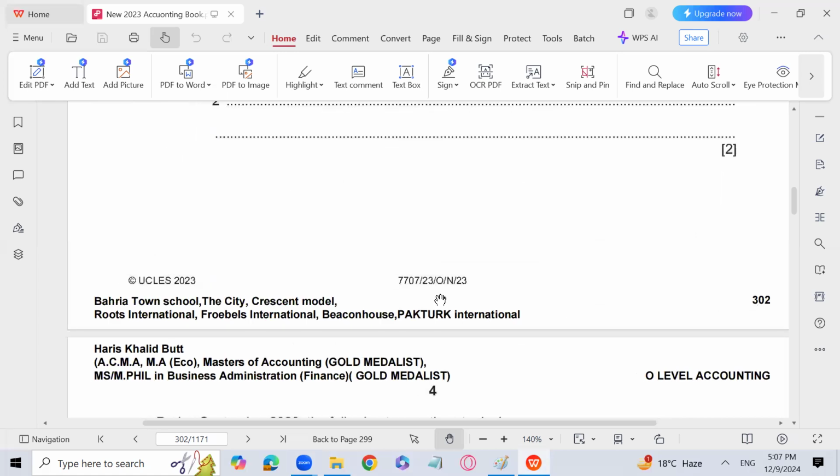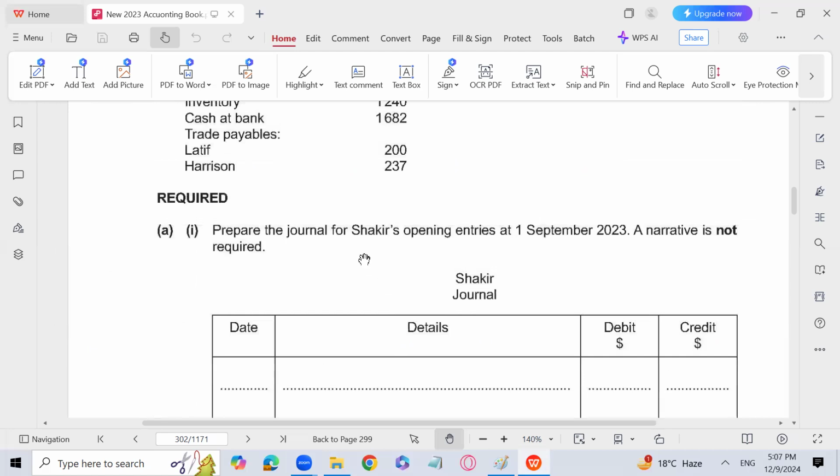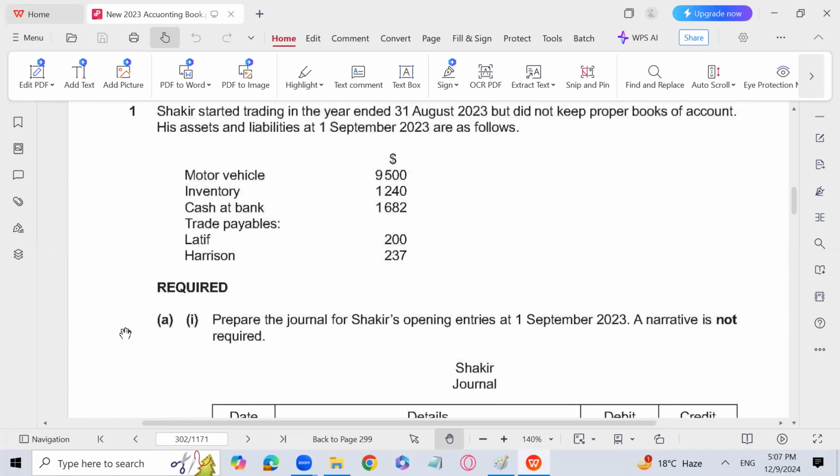So you have to prepare the journal for Shakir's opening entries at 1st September. A narrative is not required. So you need to pass the opening entry. Although this does not relate to the cash book question, this is just a journal entry which you need to pass to find the amount of capital. What is the accounting equation? Assets is equal to capital plus liabilities. So if capital is missing, we can find the missing figure. We know that all assets are going to be debited and all liabilities are going to be credited, along with capital, because capital is also credit.